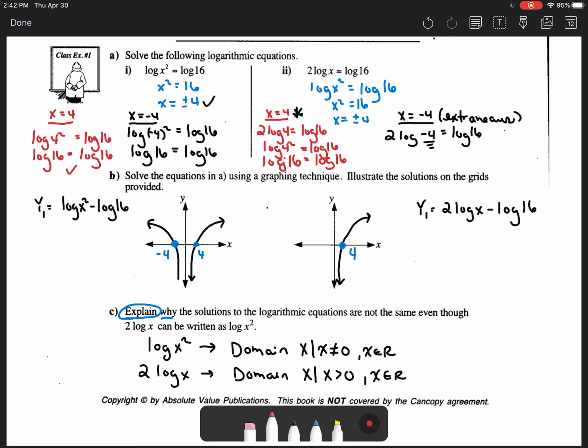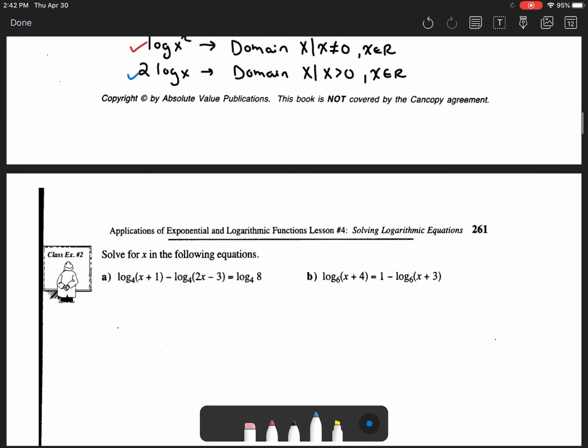So that's why with the log of x squared, I have the graph that exists on either side of the y-axis. I can use negative or positive x values because I'm squaring them. But in the second one, 2 log of x, I can only have positive values for x because that's what I'm substituting into x, which represents the argument. So it's the domain restrictions that cause the issue when we are taking a look at the differences between those two equations. All right.